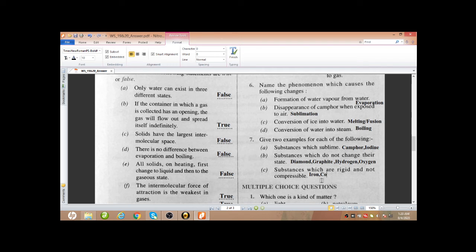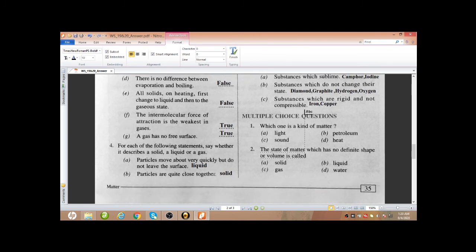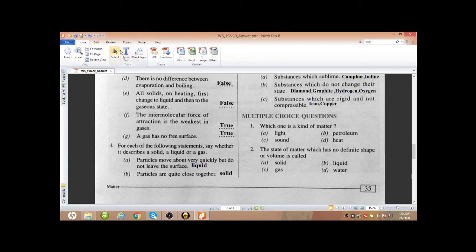Okay, or wooden block also you can say. Or any two examples of solid substances. Whichever two solids you want to write, you can write. These are rigid and not compressible.